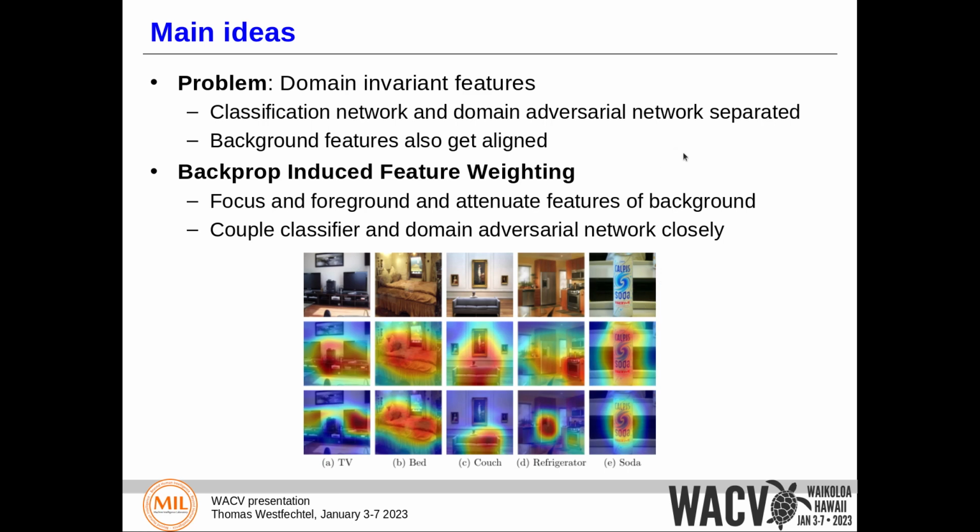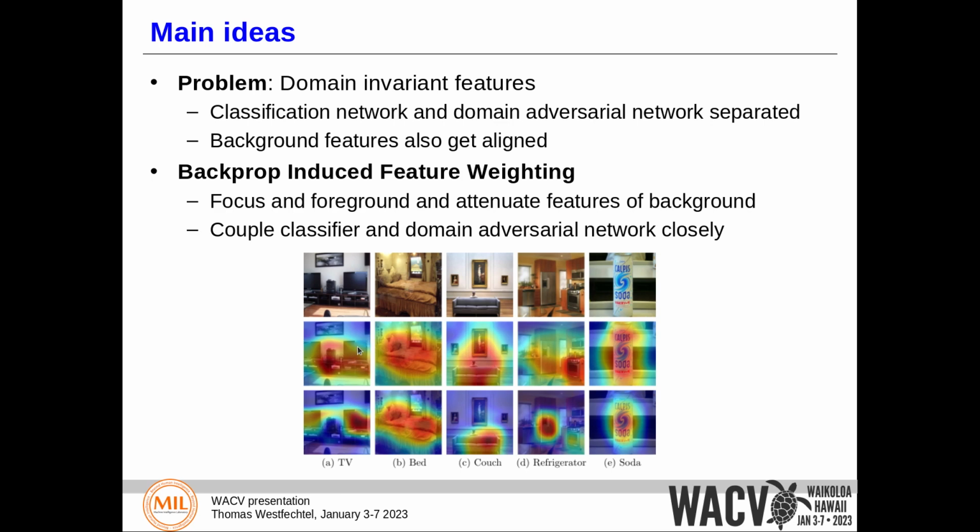However, one of the problems is that the background features also get aligned. Here in the first row, you see some images, and in the second row, you see a heat map of which features are aligned. And you can see that, for example, for the TV, it doesn't really focus on the TVs.